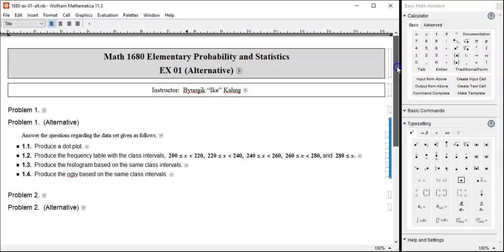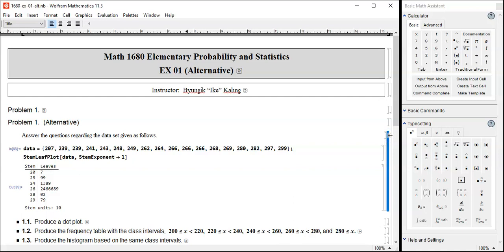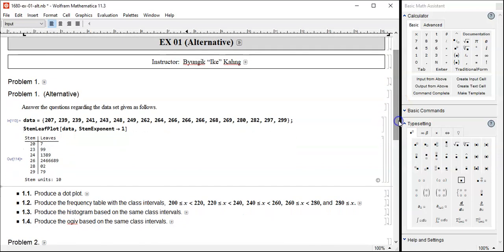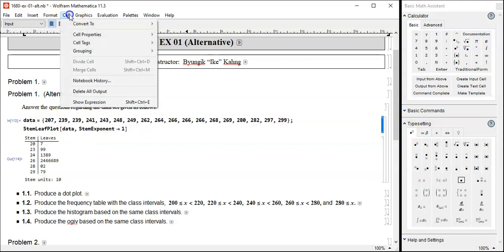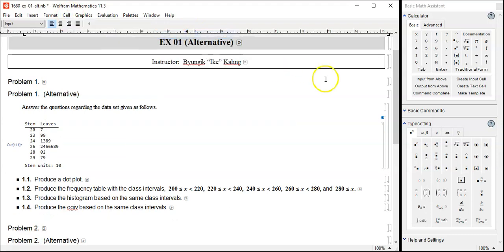And this is a parallel problem, an alternative problem. Here is a different set, and different data, 207, 239, another 239, and so on. And then this is an automatically generated stem and leaf display. And if you can't see any of those, maybe I should have done that. Even if the data set is not there, you should be able to retrieve the data from here.